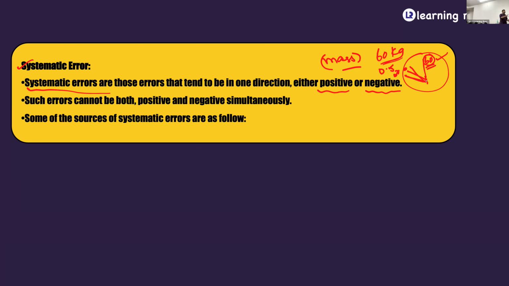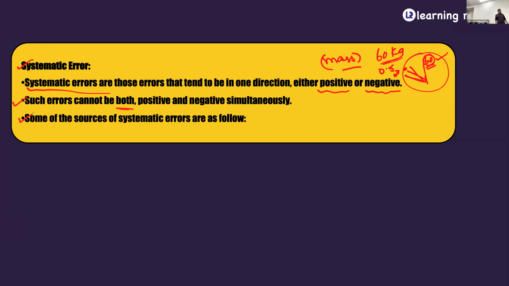For practical purposes, when you do something like this, you will have these kinds of errors occurring because of the calibration, or something could have happened to that machine also. We don't know. Second, such errors cannot be both positive and negative simultaneously. Obviously, it cannot happen. It has to be unidirectional. That is why it has to be either positive or negative.